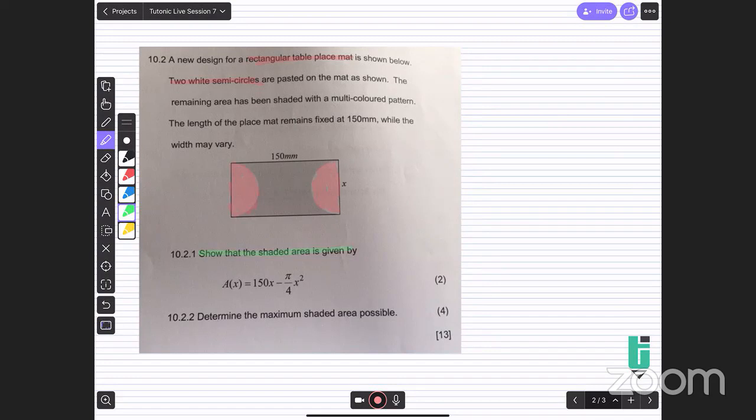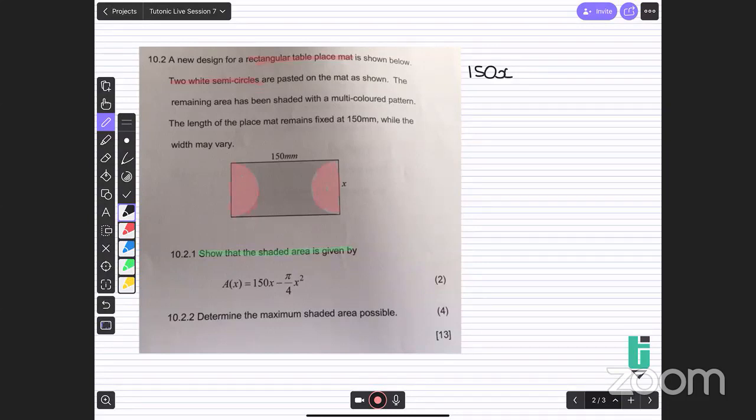So how can you develop an equation for the shaded area? You work out the whole thing, then you minus the pink part from the whole. So what's the area of the rectangle? Length times breadth, which would be 150x. Great. And what's the area of the two semicircles? That's where I got stuck.